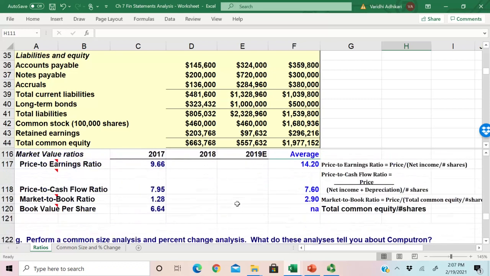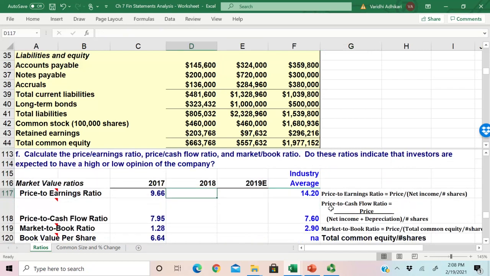Okay. The last set of ratios has to do with how the market values this company. One metric that is very popular in terms of market valuation is something called the price to earnings ratio. Let's just calculate this first. So price to earnings ratio is basically price per share. So how much does it cost to buy one share of this company? Price per share, which comes from the market, like the stock market, divided by earnings per share, which is net income divided by the total number of shares outstanding.